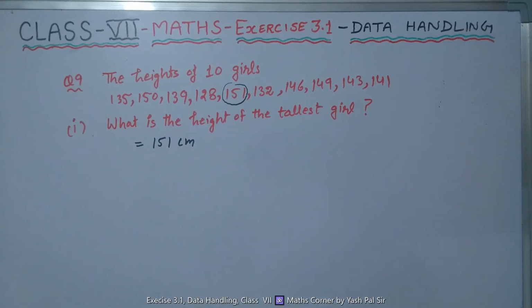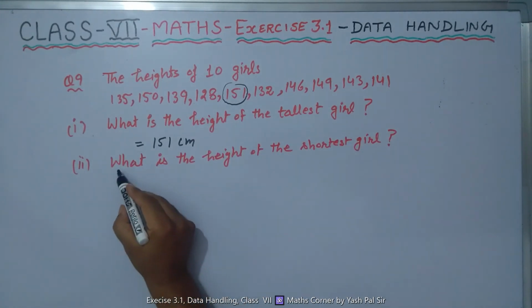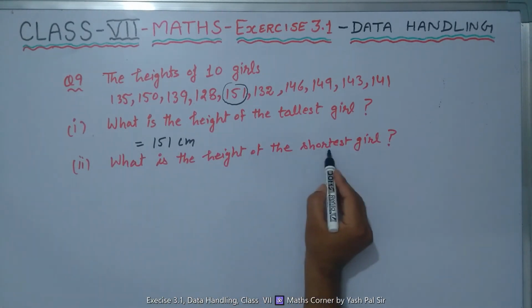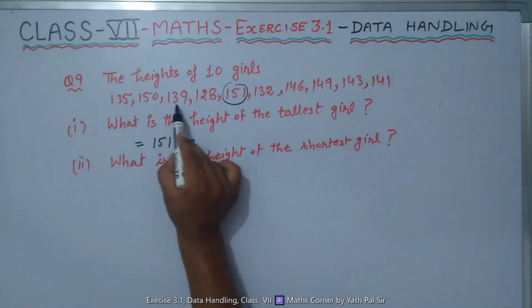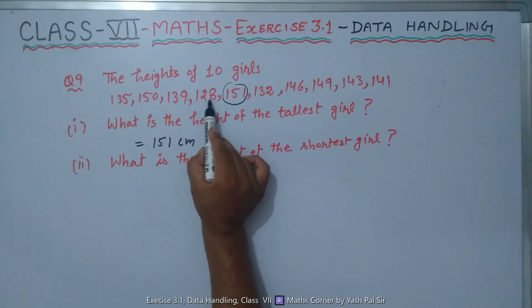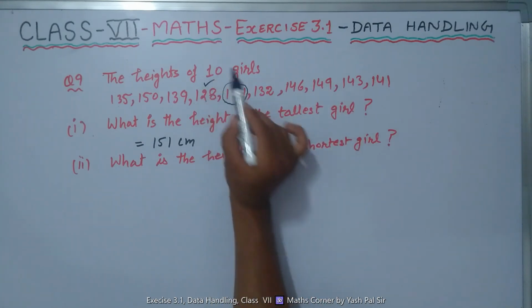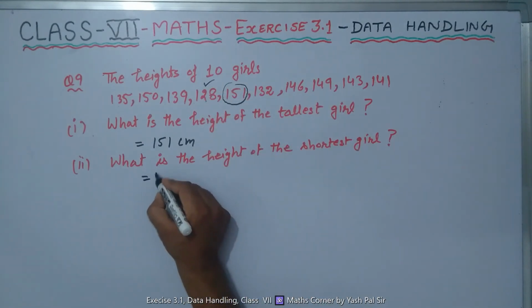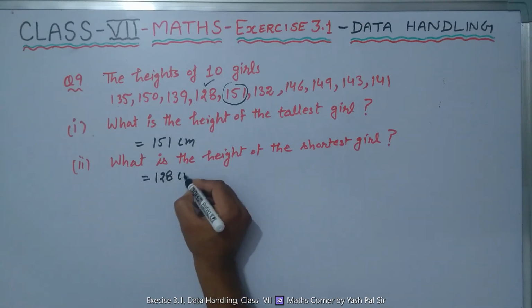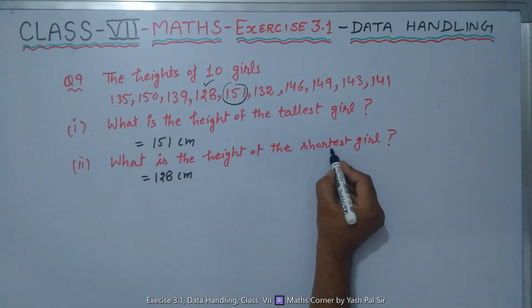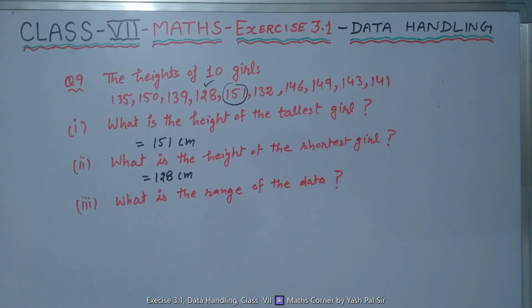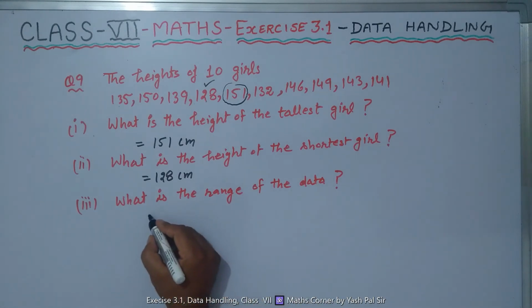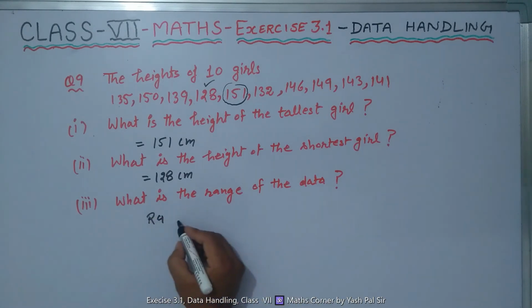Our second part. What is the second question? What is the height of the shortest girl? So 135 is low, 128 is lowest. Yes, this is lowest. So 128 centimeter is the height of the shortest girl. Next is part number 3. What is the range of the data? So what is the answer?